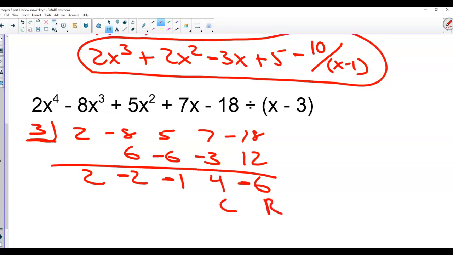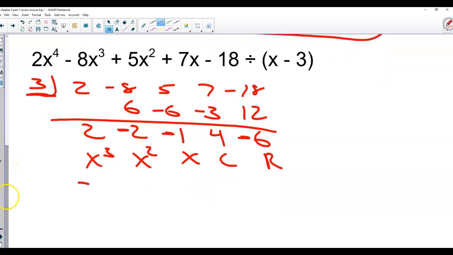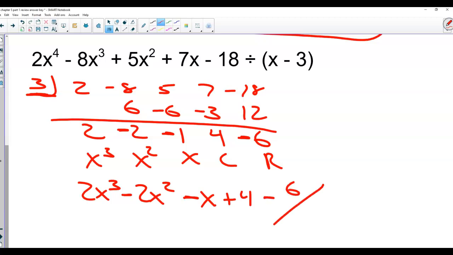Remainder, constant, x squared, x cubed. You always work backwards. So 2x cubed minus 2x squared minus x plus 4 minus 6 over that divisor of x minus 3.